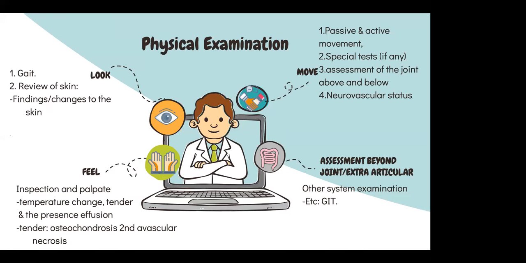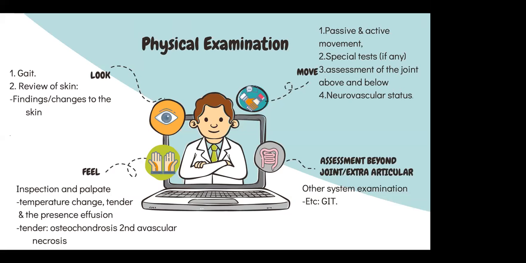Special tests are joint specific and designed to assess ligamentous integrity, such as the acromioclavicular joint in a shoulder injury. And then assess the joints above and below the place of pain, and check the neurovascular status of the limb of concern.